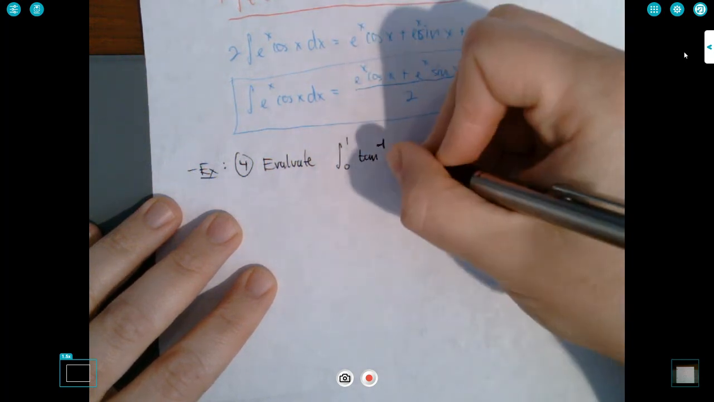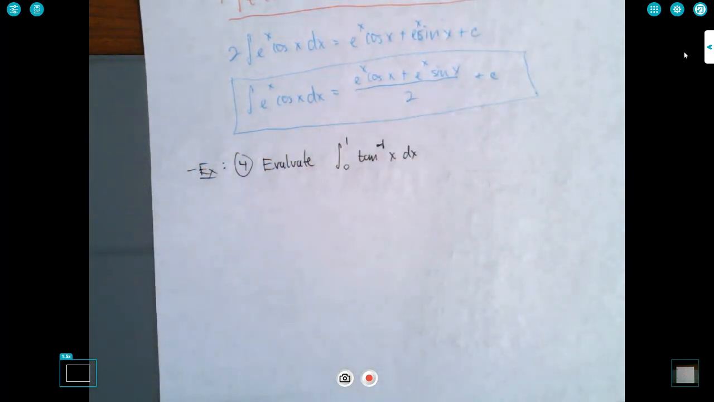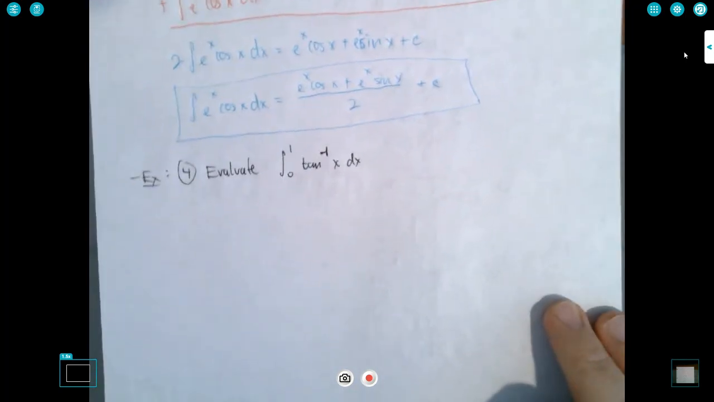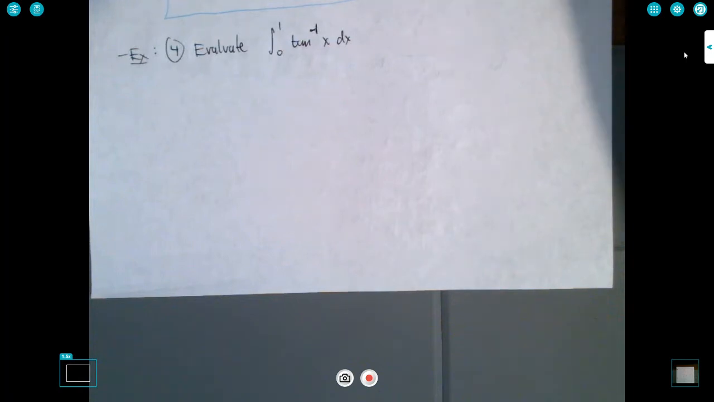Sorry, that's supposed to be tangent inverse of x dx. So that's supposed to be a negative one. So it's tangent inverse of x dx. Again, this is a function that, as of right now, we don't know what the integral of tangent inverse is. But we can use integration by parts to figure it out.